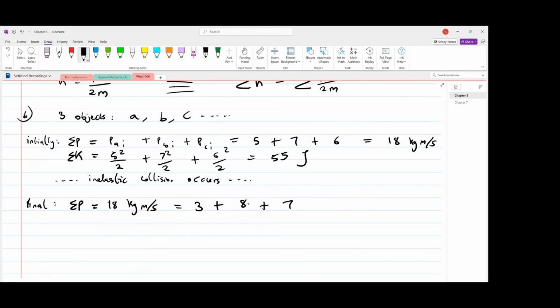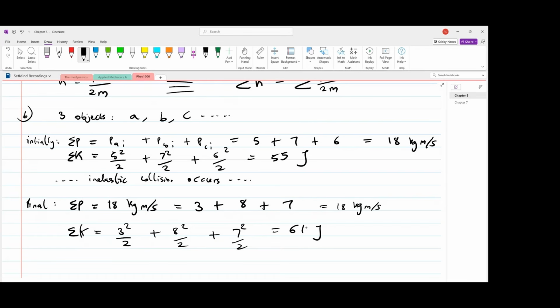We can see that 8 plus 3 is 11, so this is still 18 kilogram meters per second. However, the way the momentum is distributed has changed, right? Now, because of that square, our kinetic energy is going to be 3 squared over 2 plus 8 squared over 2 plus 7 squared over 2, which gives what? 9 plus... and I get 61 joules, right?